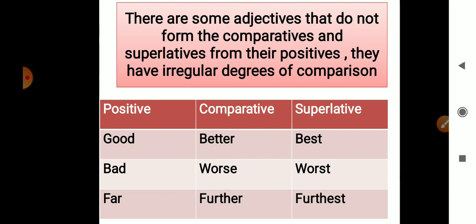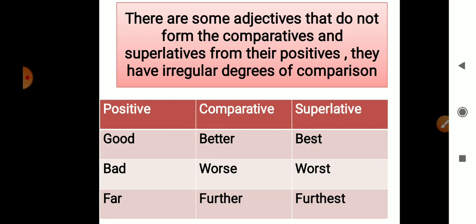There are some adjectives that do not form the comparatives and superlatives from their positives. They have irregular degrees of comparison. Here you will see the irregular degrees. Good, better, best. Good, gooder, goodest will not be acceptable in our English. So the degrees are: good, better, best; bad, worse, worst; far, further, furthest.